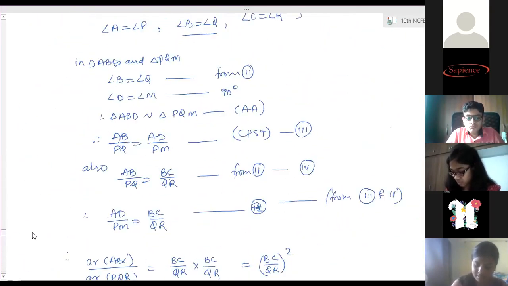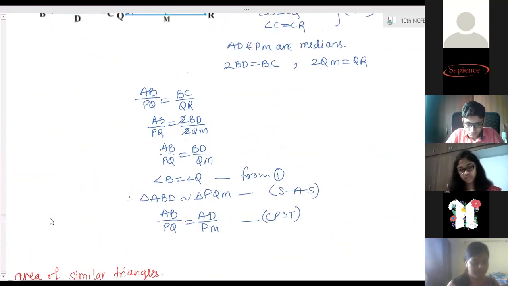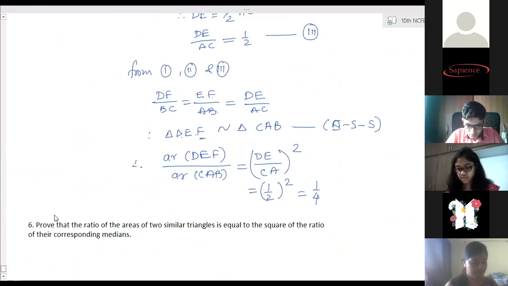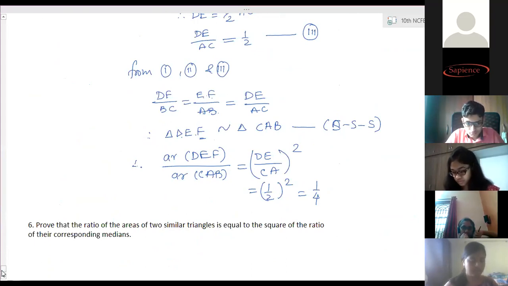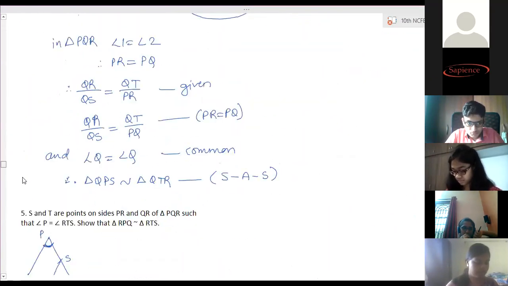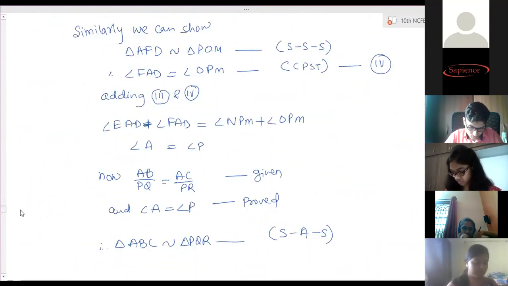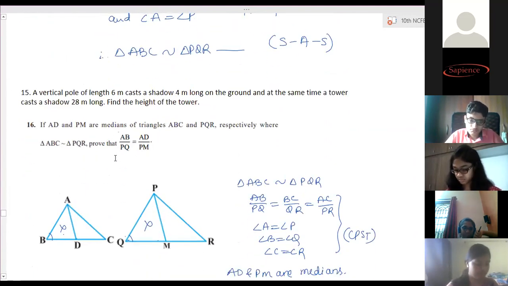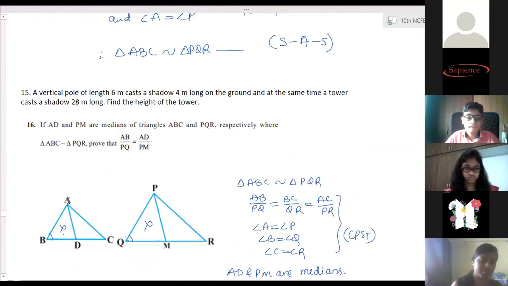Question sixteen of exercise 6.3. Here you have shown, wait, let's go. Here ABC and PQR are similar. You have shown AB by PQ is equal to median AD by PM, right? The ratio of corresponding sides of ABC and PQR is equal to the median ratio, as you have shown.